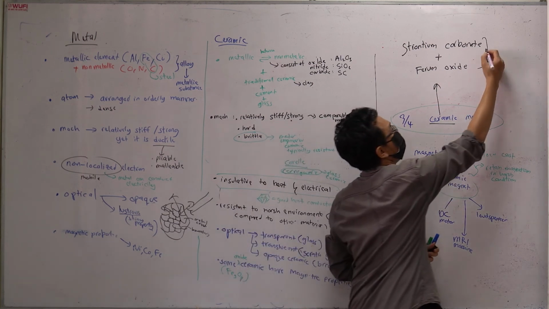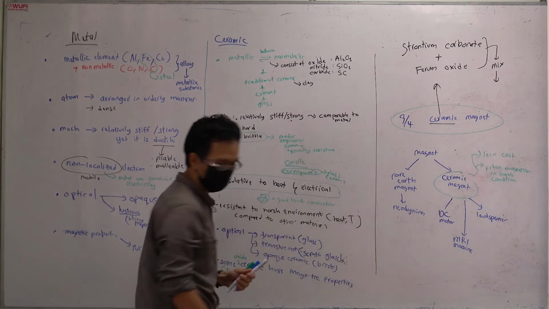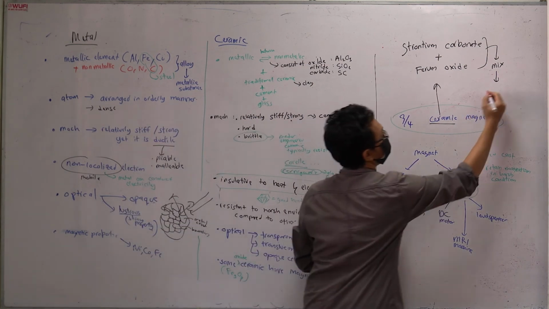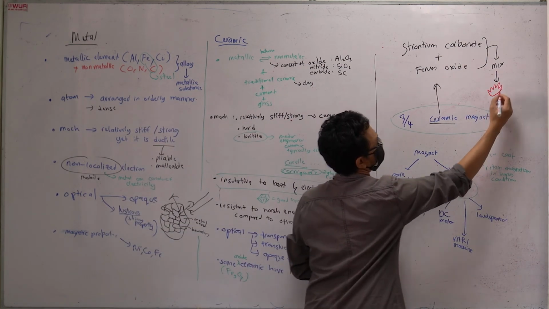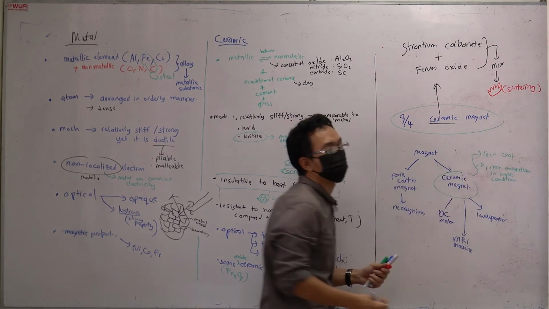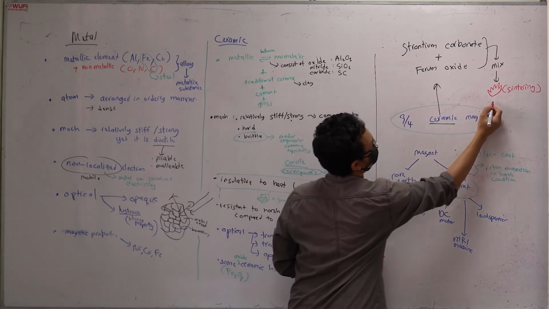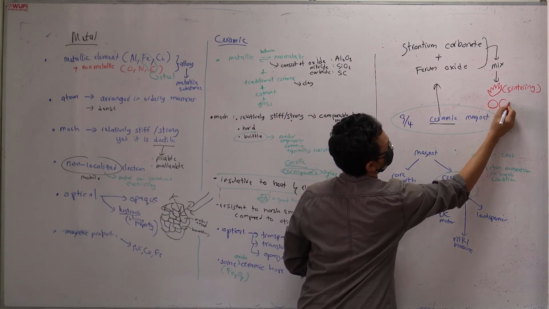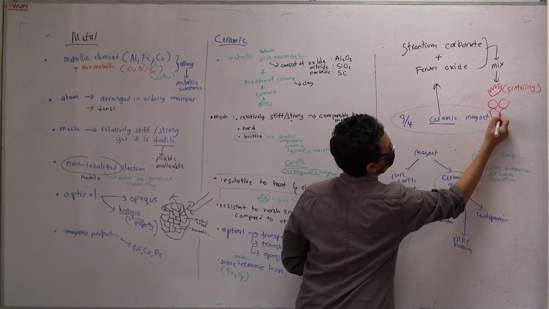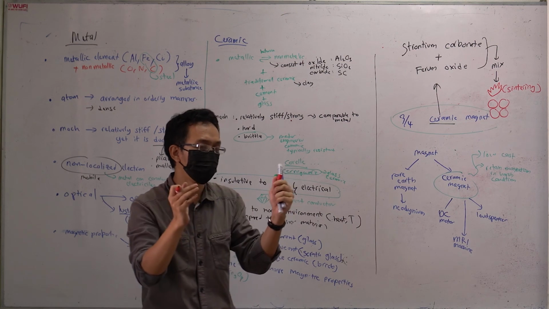They mix this together and then they heat it. This process is called sintering. What does sintering mean? You have a powder. Let's say I have a powder here, 1, 2, 3, 4. You have this powder and you want to fuse them together. So how to fuse them?